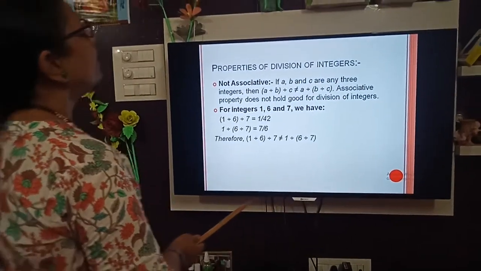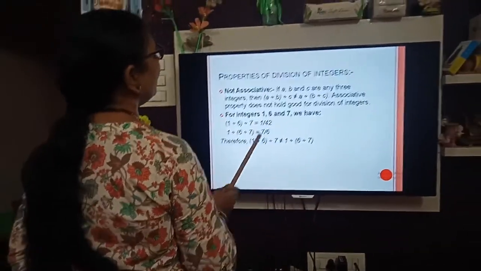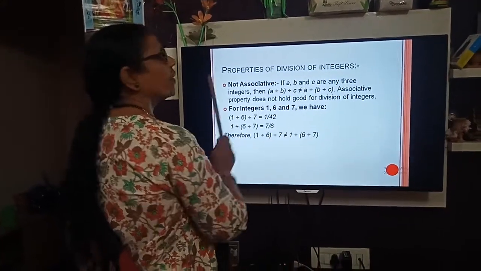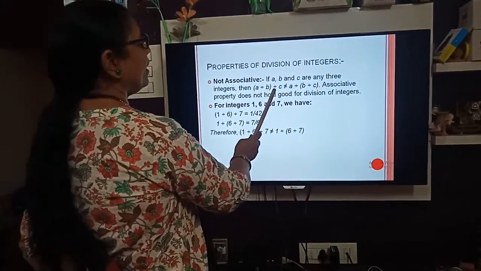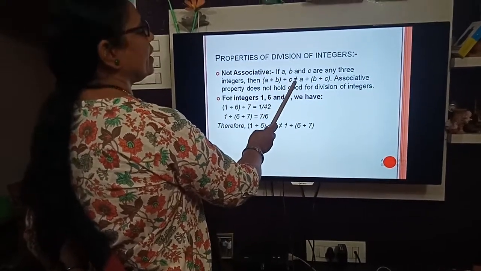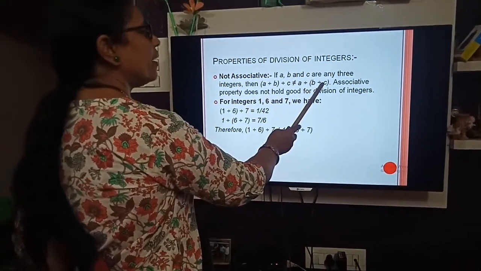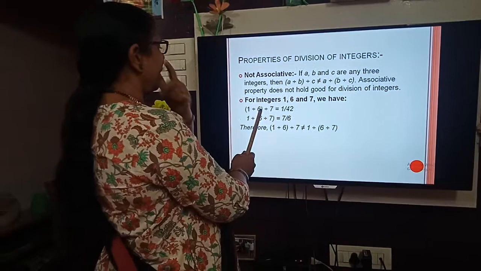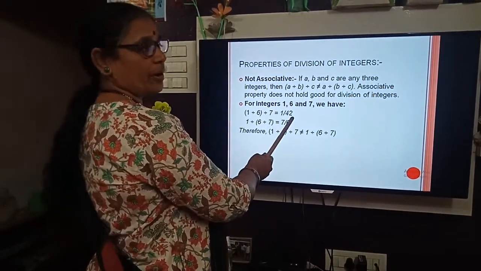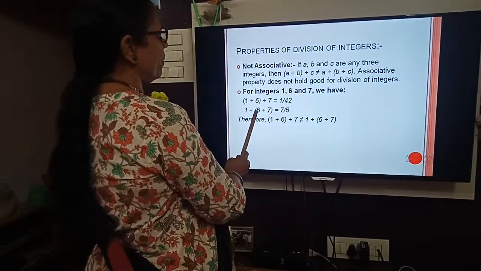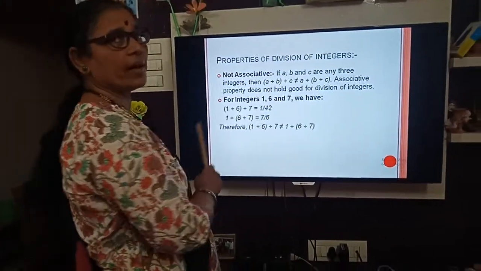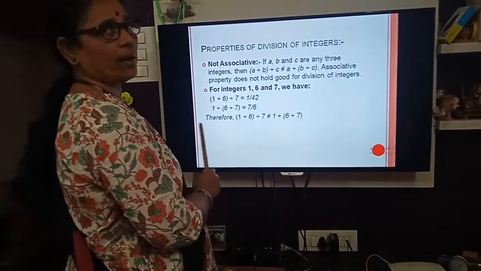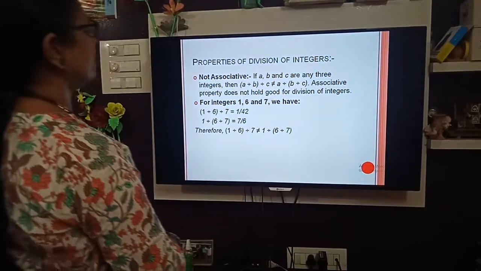So, next one. We'll come to associative property. Even it is not associative. If a, b and c are any three integers, then (a divided by b) divided by c is not equal to a divided by (b divided by c). Let us check it with an example. (1 divided by 6) divided by 7 is nothing but 1 by 42 on simplification. And 1 divided by (6 divided by 7), on simplification we get 7 by 6. Therefore, these two are not equal, or LHS is not equal to RHS.